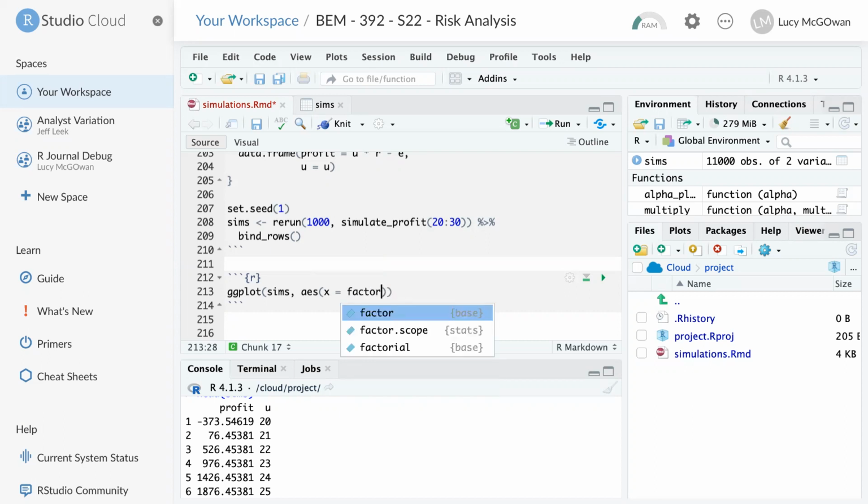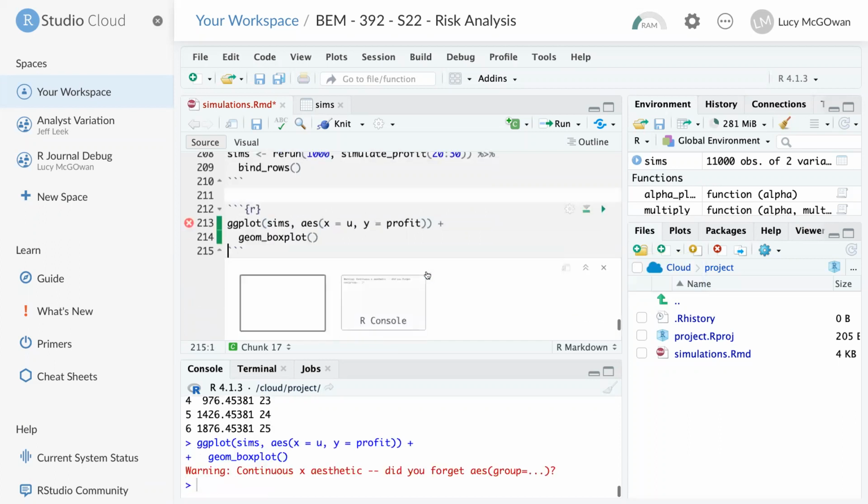Yeah, factor u, and you want to make sure you use this factor function to turn this in, because if you don't, well, let's try it once without using the factor function so you can see how it goes wrong. So the y, what would be on the y-axis? Profit, yeah. And then what function allows me to make a box plot? Yeah, geom boxplot.